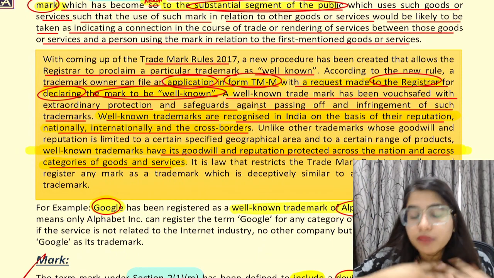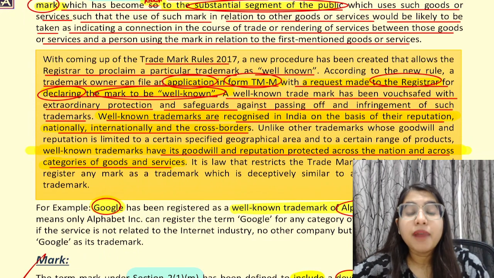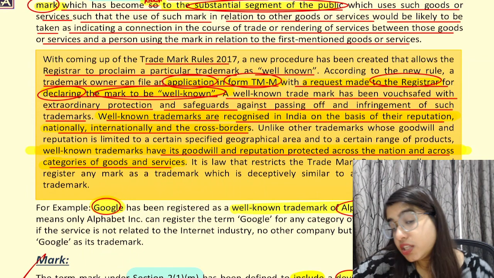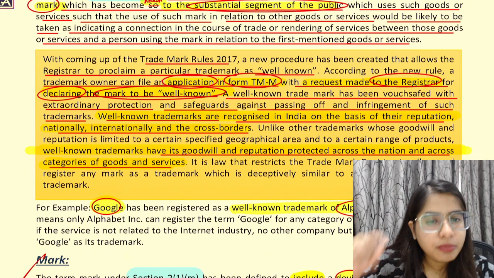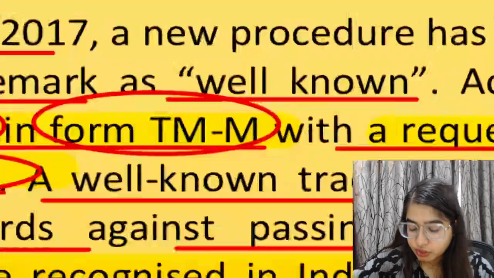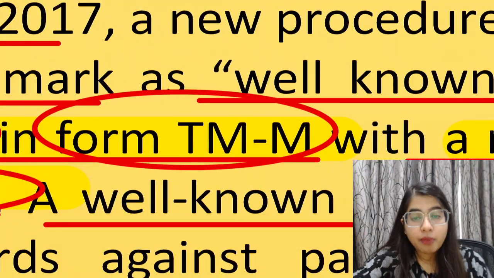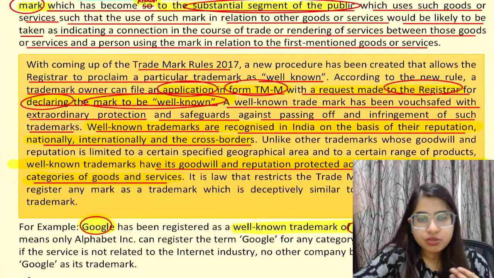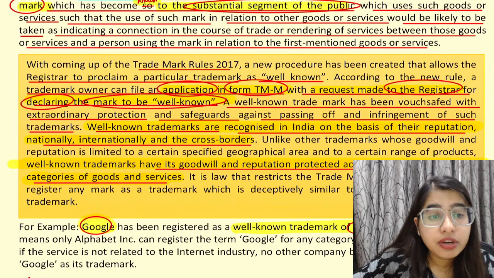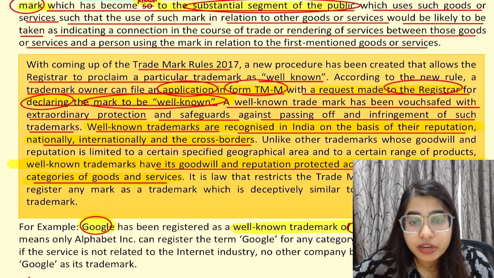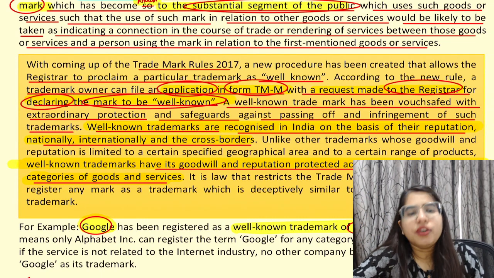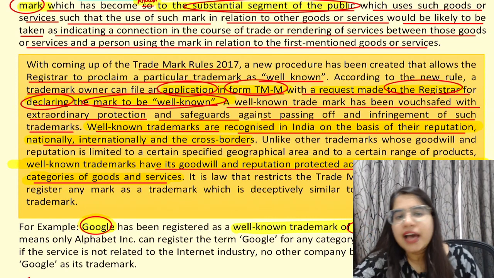If I want to register my trademark as a well-known trademark, I apply to the government saying, "I'm famous, my trademark is a well-known trademark, please register it as a well-known trademark." In that case I have to make an application in the form TMM. I make a request to the registrar: my trademark is famous, please declare this mark as a well-known trademark. Then they will do the searching and checking, and if they are satisfied that it is actually well known, they will register my trademark as a well-known trademark.